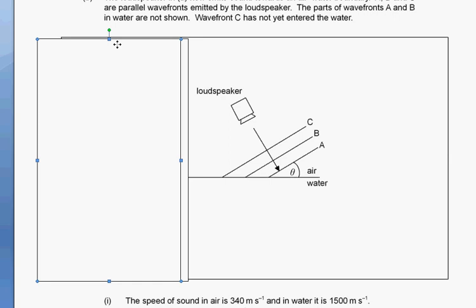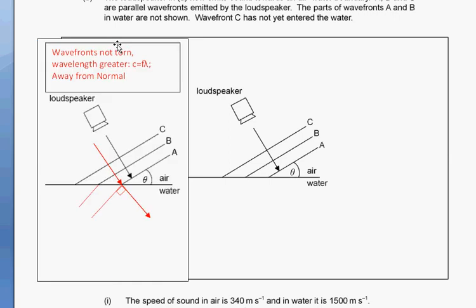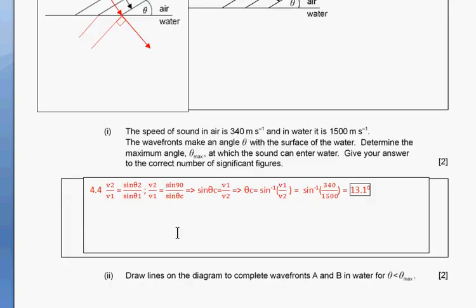So let's get rid of this panel. So first we draw the direction that is towards this point. Then we know that the direction will be away from normal. Normal is perpendicular, so away from normal will be like this. And these wavefronts always are at 90 degrees to the direction, so we draw one wavefront and we draw another. So we have sketched A and B in water.